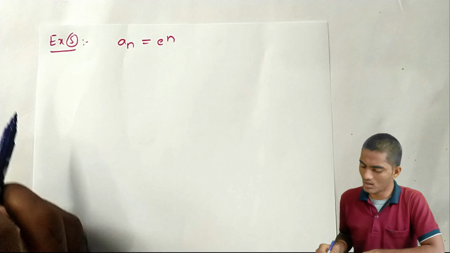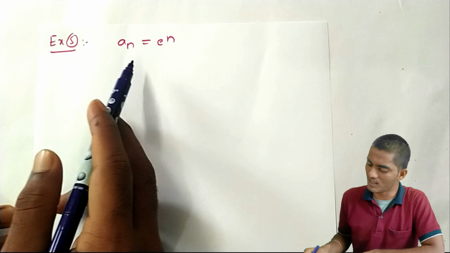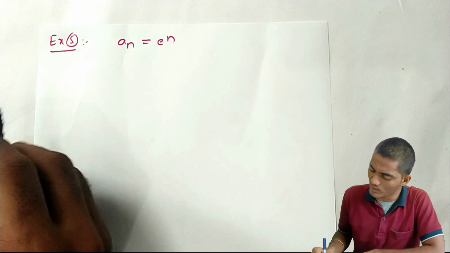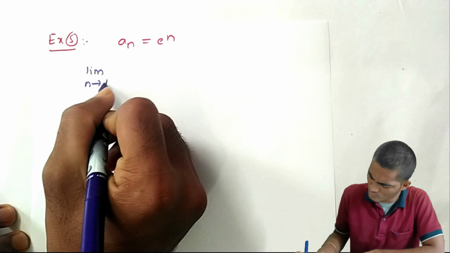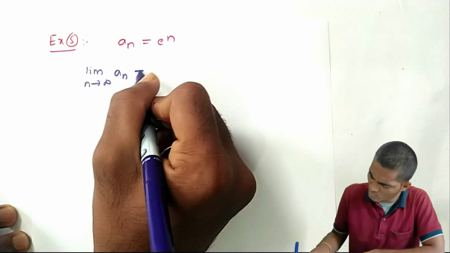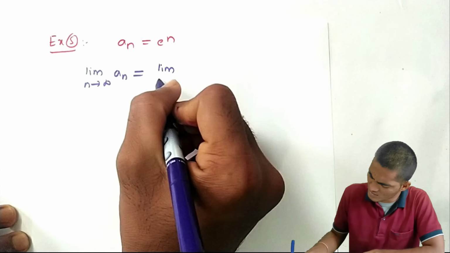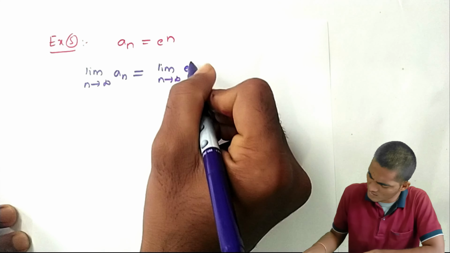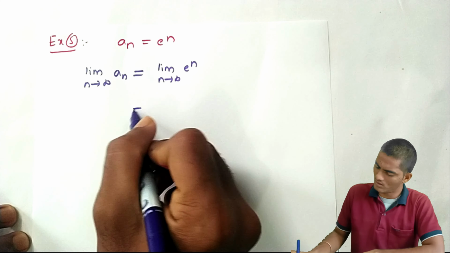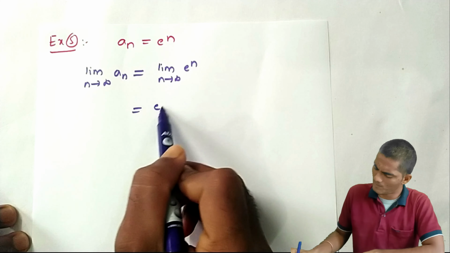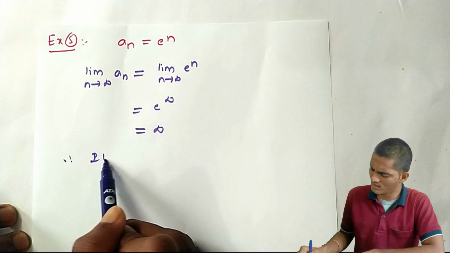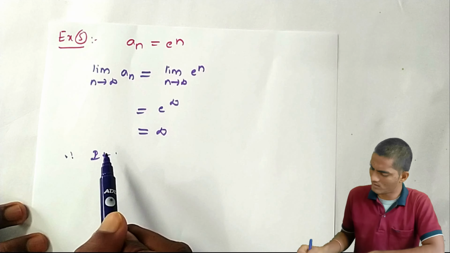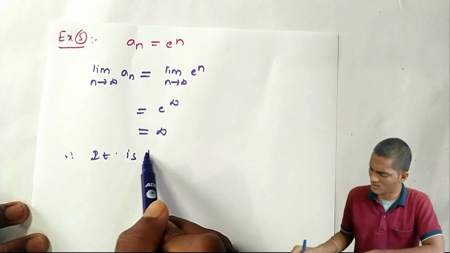Next example: here we have the nth term of the sequence an equal to e^n. Applying the limit to this nth term, the limit as n tends to infinity of an equals the limit of e^n, which is e^infinity, equal to infinity. Therefore the given sequence is divergent.